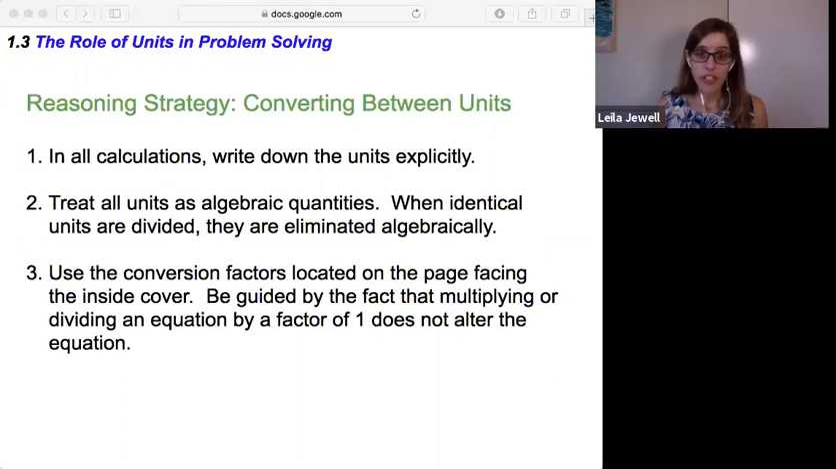Be guided by the fact that multiplying or dividing an equation by a factor of 1 does not alter the equation. So since you have something that's equal to something else, 100 centimeters is equal to 1 meter, then if you divide either side by the other that's equal to 1, you can multiply and divide anything by that, and you won't change the equation itself. The numbers may change, the units will change, the equation does not.